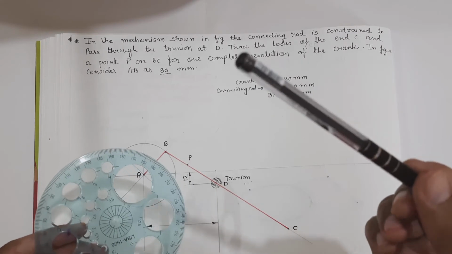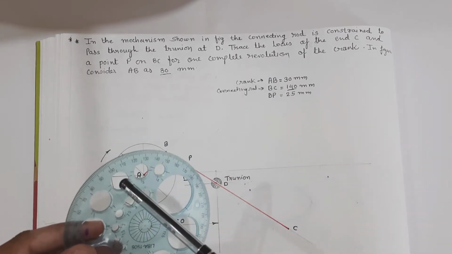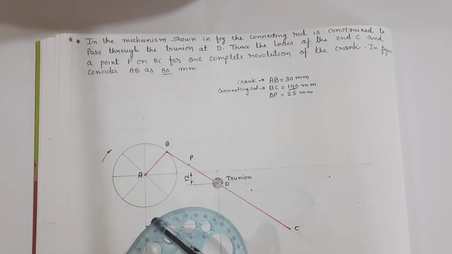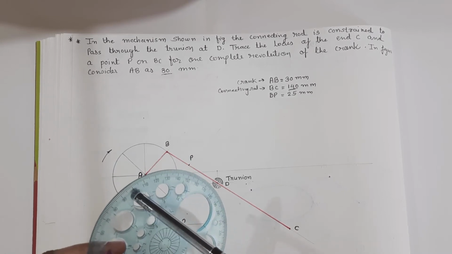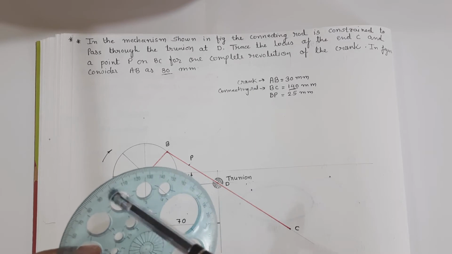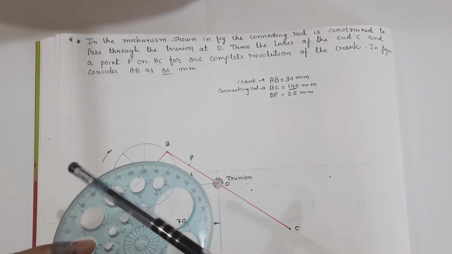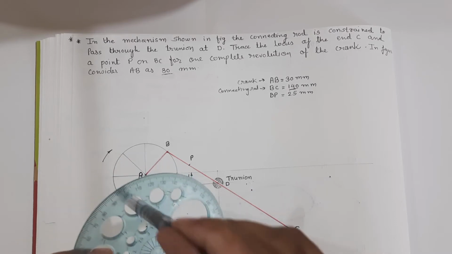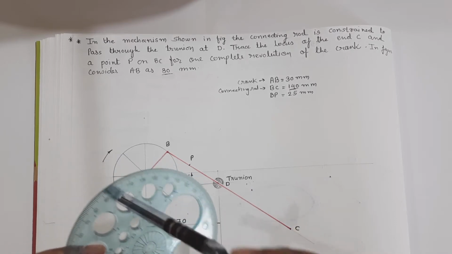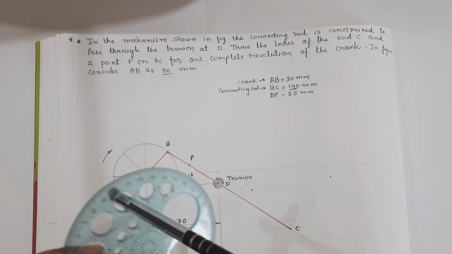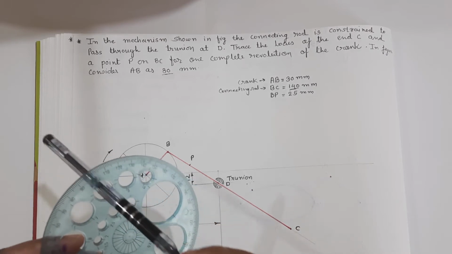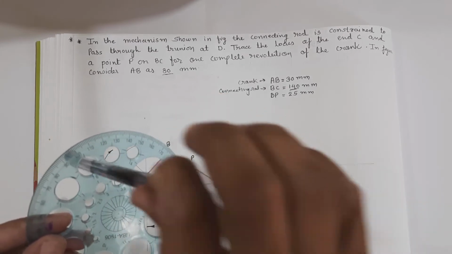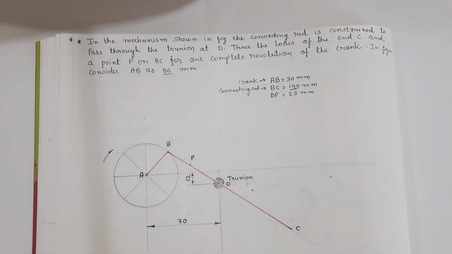Let us say that this is connecting rod and this is the point of the trunnion. So if we rotate the crank in the clockwise direction, the connecting rod will pass from the trunnion like this. So at each position the connecting rod will pass from point D like this. So we can say that this is the trunnion mechanism.